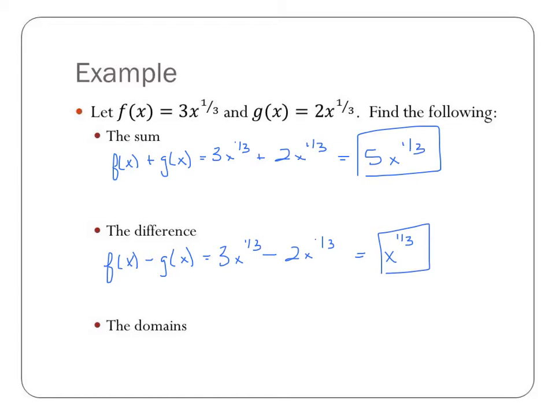And we want to talk about the domains. For either of these, could you put in any number for x and get an acceptable, real answer out of it? Sure, because any real number to the 1/3 power is still a real number. Then if you multiply it by 5, you still get a real number. So both of these have a domain of all real numbers. That means you can put in any x you want and you will get a real value out.